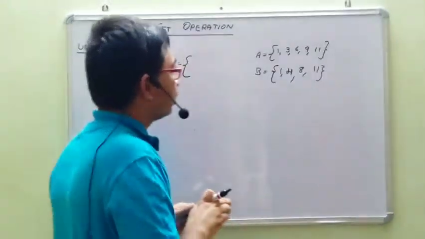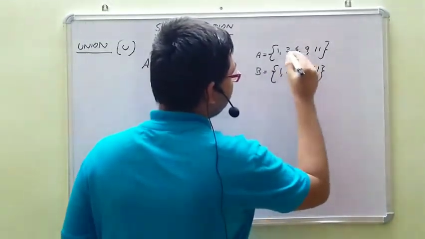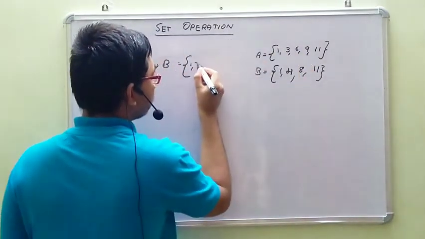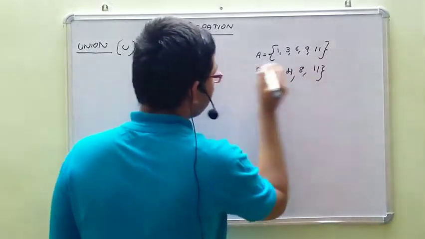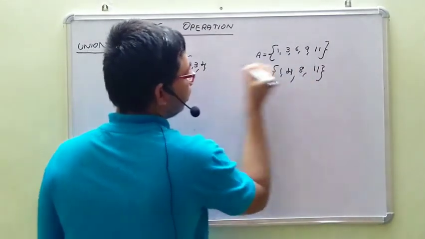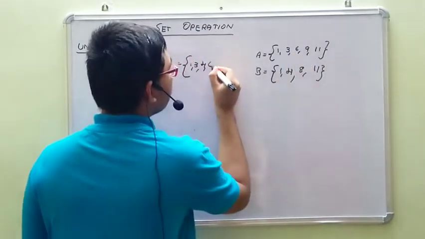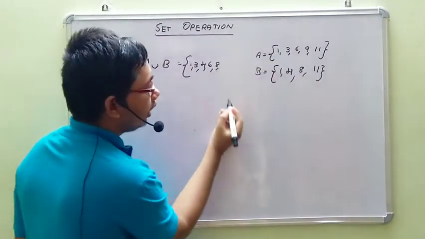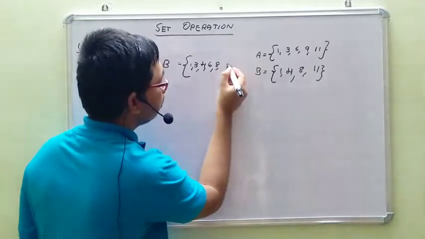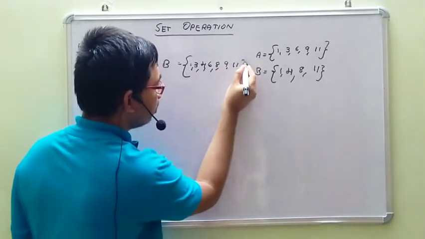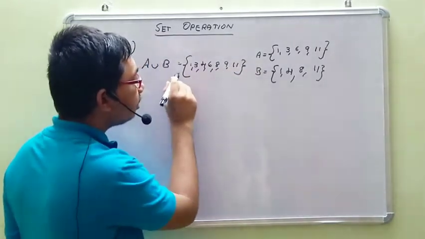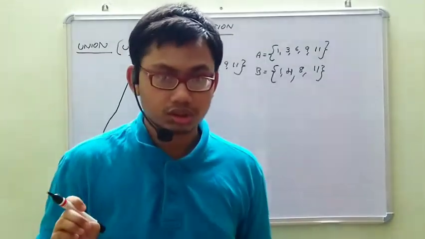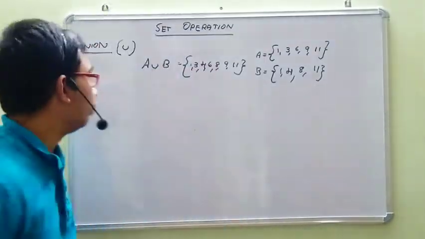Okay, so here 1 is there. Then here 3 is there. Then here 4 is there. Then 6 is there. 8 is there. 9 is there. And 11 is there. This set has those elements that are present in at least one of those sets, right? So this is union.